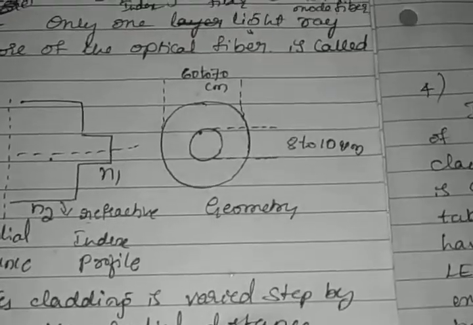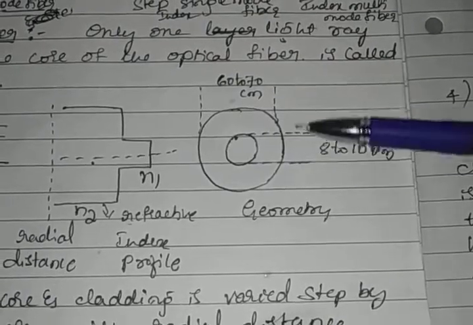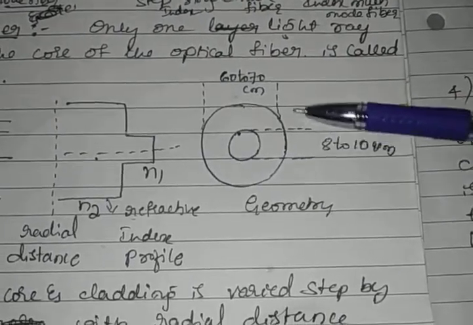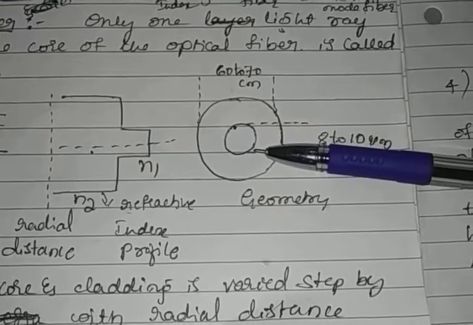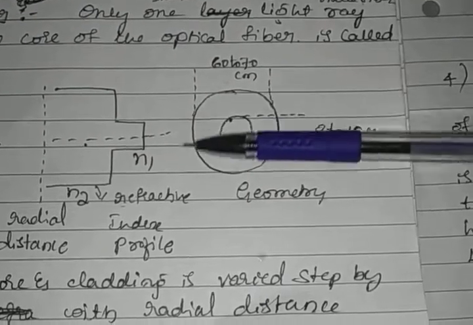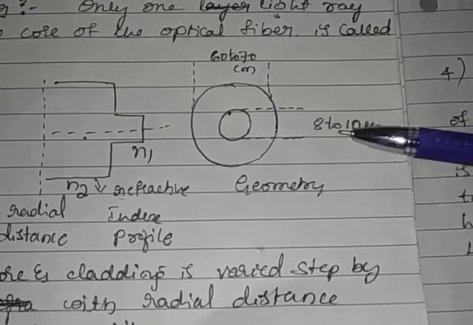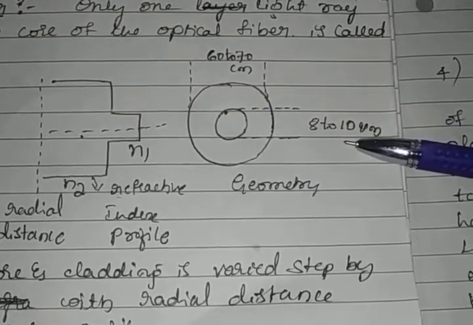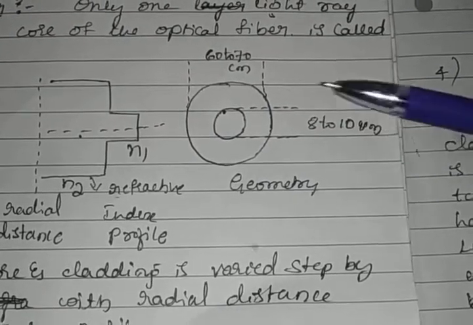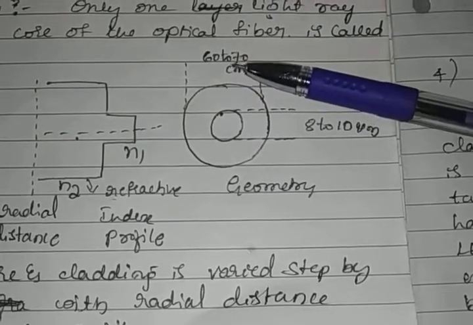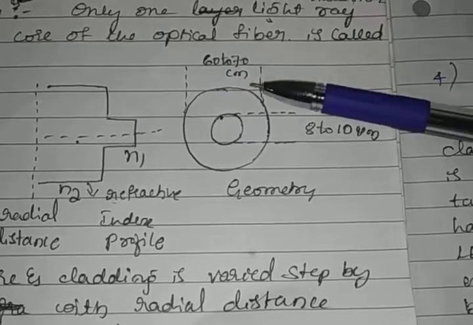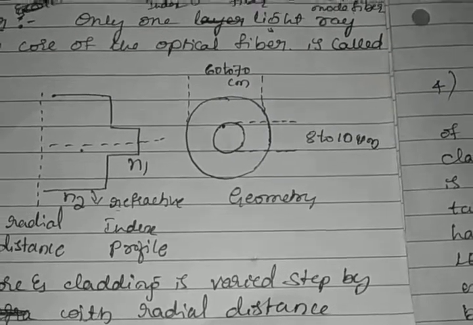So next, this represents the geometry of the single mode fiber. Here this is core diameter, this is cladding diameter. Core diameter is of the order of 8 to 10 micrometer. Cladding diameter is of the order of 60 to 70 micrometer.